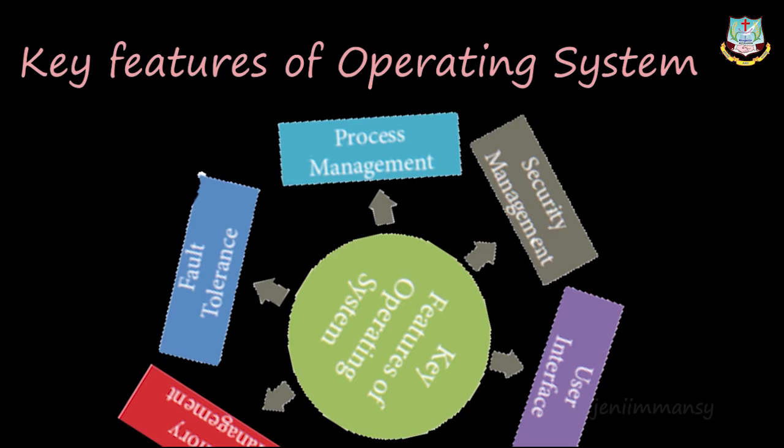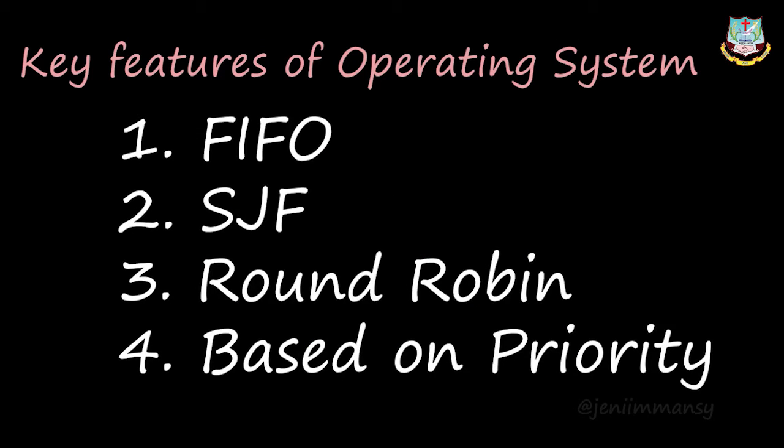In the same CPU itself, we can do a number of processes, right? The following algorithms are mainly used to allocate the job, or to find out which process has to be done first, or at which speed it has to be done. All this will be based on these algorithms only: FIFO, SJF, round robin, and based on priority.